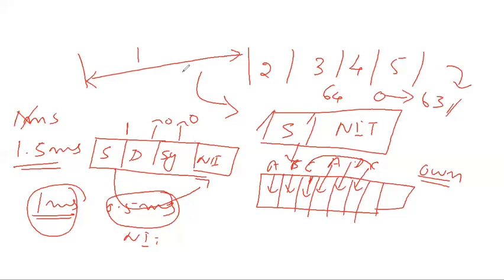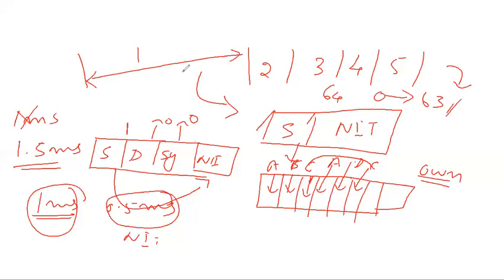So each slot has a size of 100 microseconds. Two parameters I am going to define: macro tick and micro tick. What is micro tick and macro tick? That's what I'm going to discuss. I will define this slot length in terms of the macro tick. For example, 100 macro ticks equal one slot.